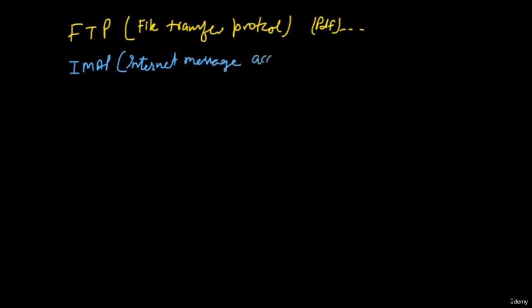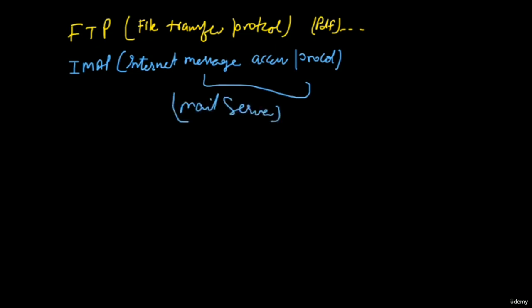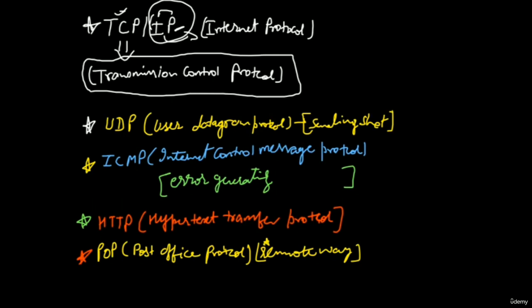Access Protocol. As the name suggests, it is the access way of the message in the internet protocol. It's basically the mail server kind of thing. So that's how we transfer the things. These are the protocols that we are having.